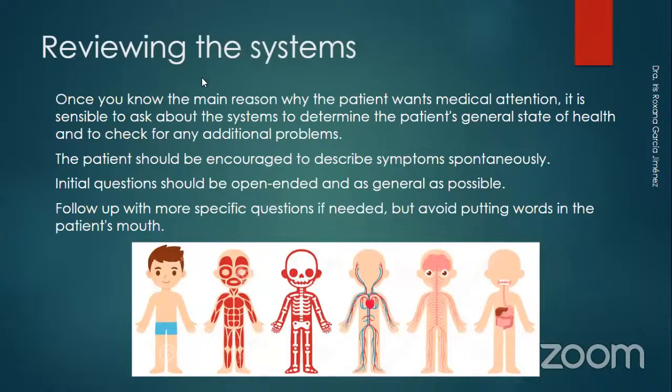So once you know the main reason why the patient wants medical attention, assistance, it's sensible to ask about the symptoms, the systems, to determine the patient's general state of health and to check for any additional problems. We know we got the main complaint into the anamnesis, and we look for extra information, extra findings. Patients should be encouraged to describe symptoms spontaneously. We shouldn't start talking for them. We must try to let them talk alone, right?